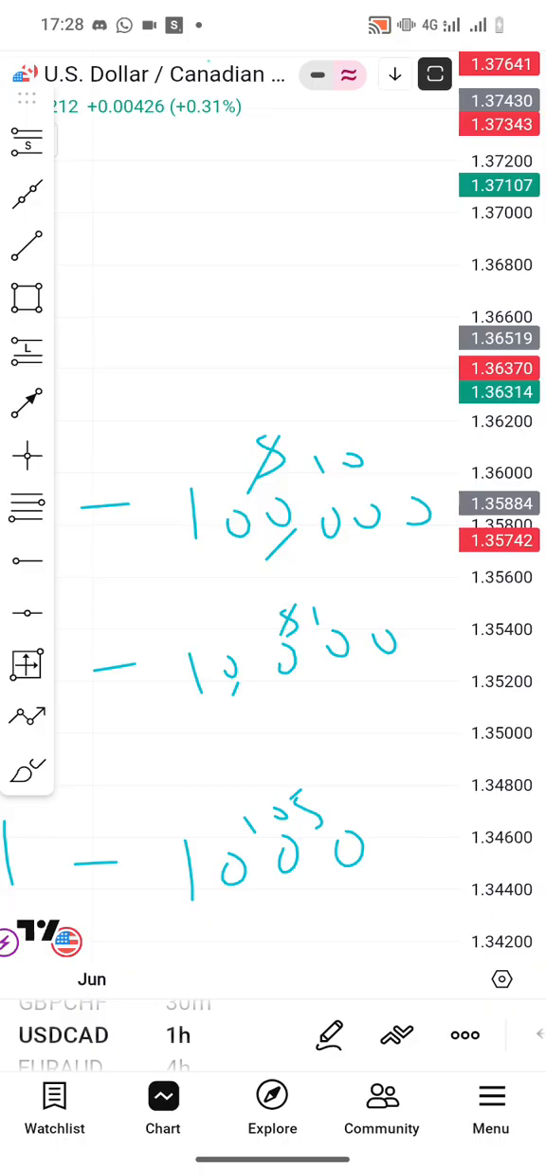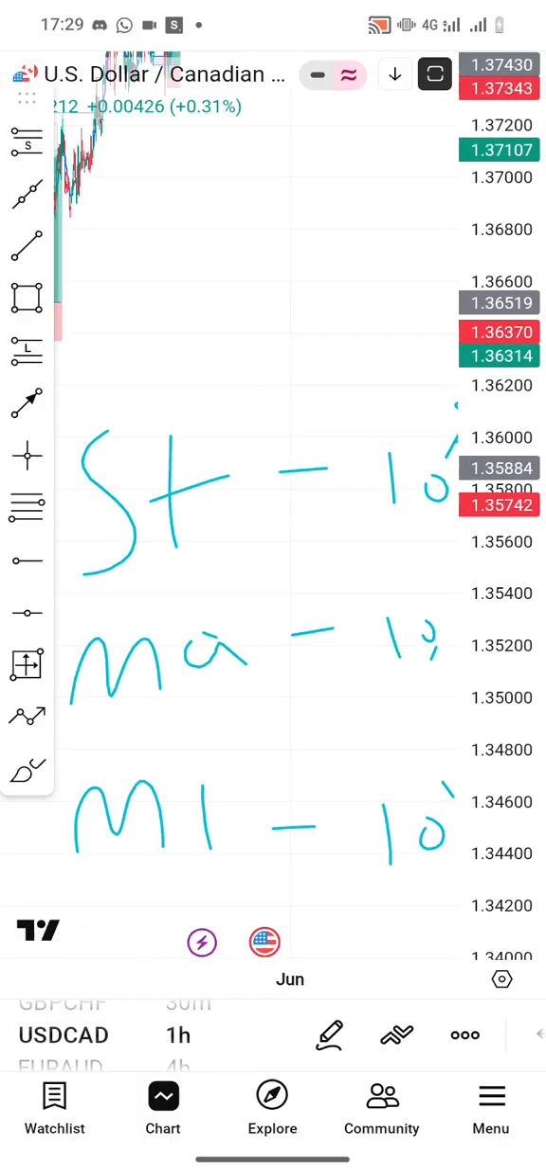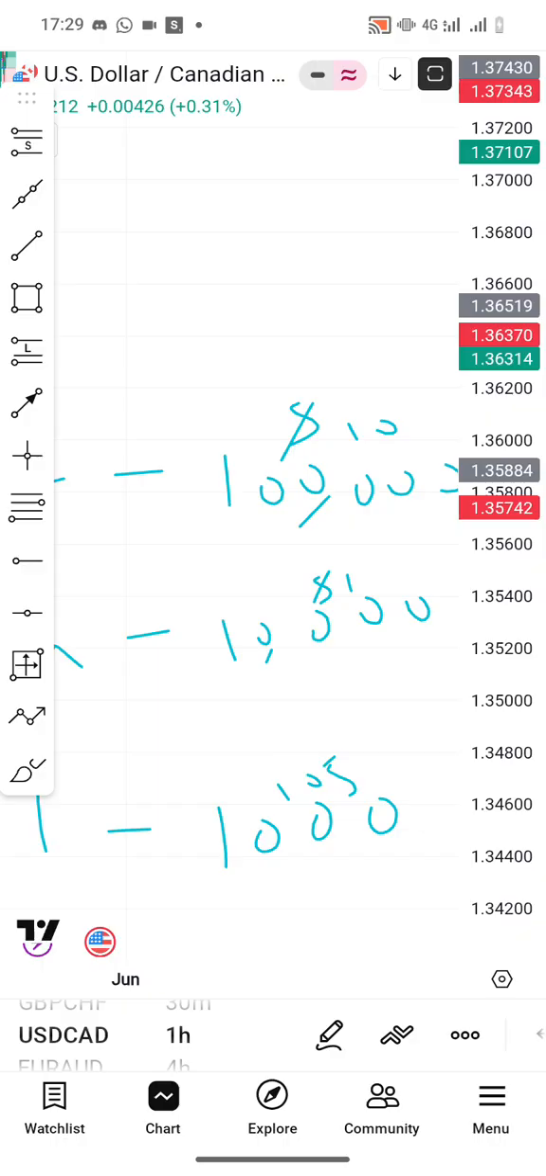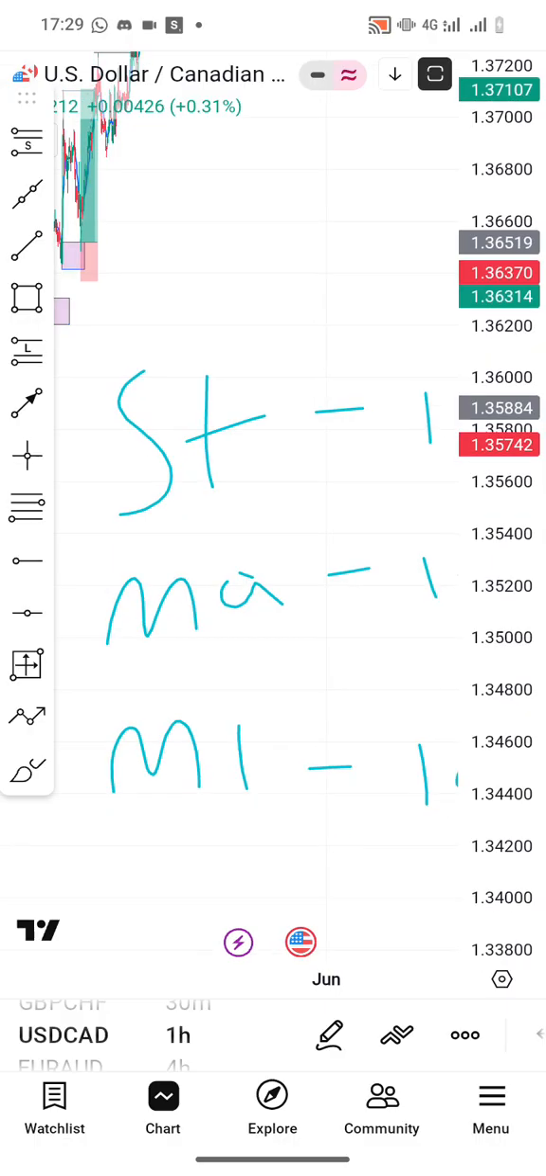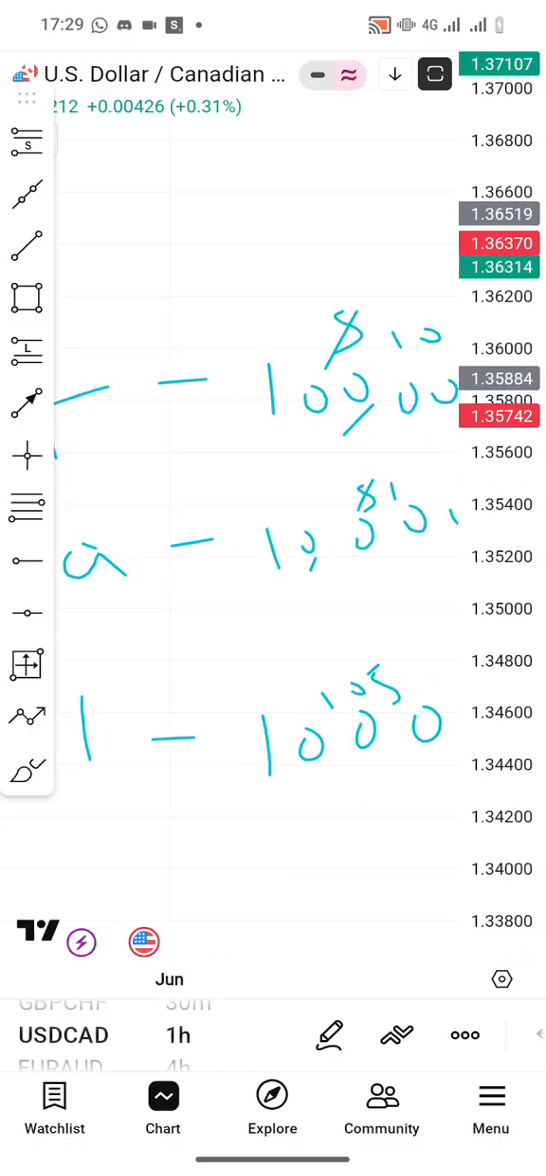Each pip move, you want to make sure you are not losing more than $10 or making more than $10. And if you are trading a $10,000 account, you want to make sure you are not losing more than $1, which means each pip move is giving you $1. If you are trading a micro account, which is a $1,000 account, each pip move you want to be making is 10 cents.